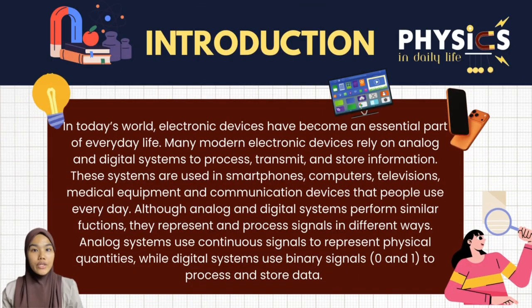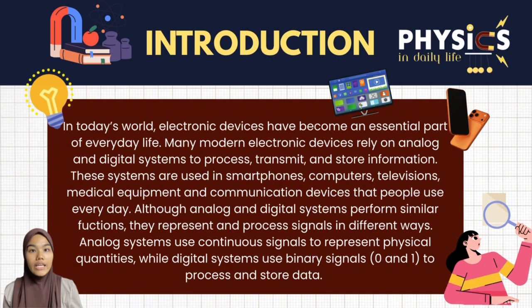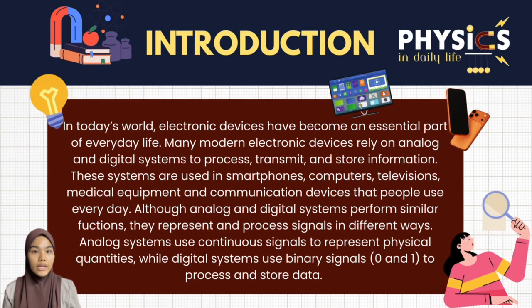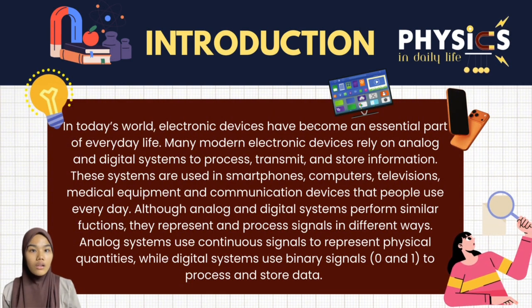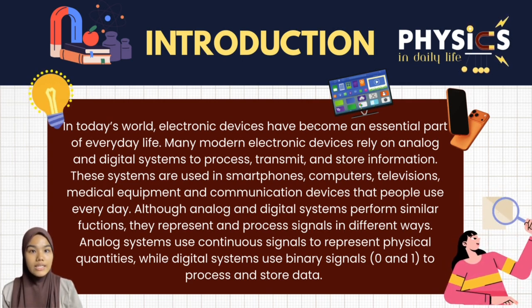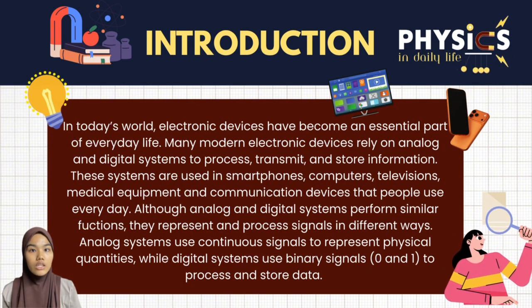First, let me introduce analog and digital system. Analog and digital system are widely used in many electronic devices, including smartphones, computers, television, medical equipment, and communication devices. These systems are responsible for processing, transmitting, and storing information. Although they perform similar functions, they use different methods to process information. Analog systems use continuous signals, while digital systems use binary signals that are represented by 0 and 1. Both systems are commonly integrated into modern electronic devices to provide efficient and reliable operation.